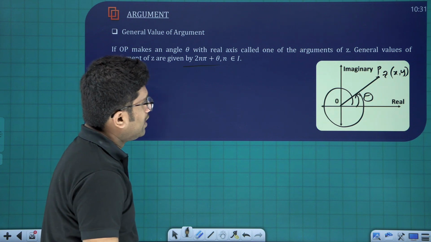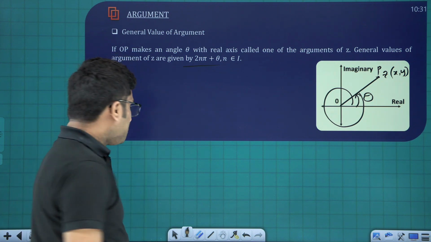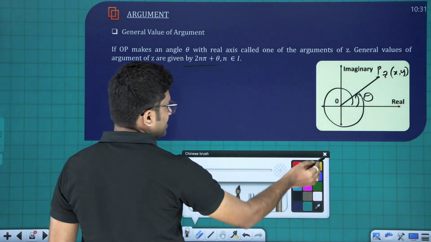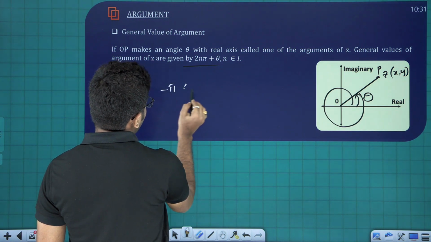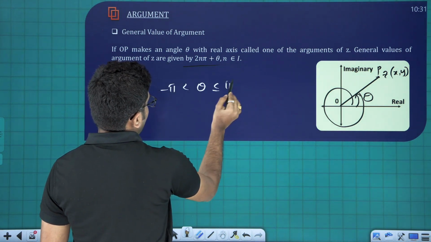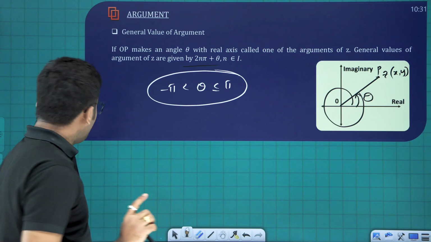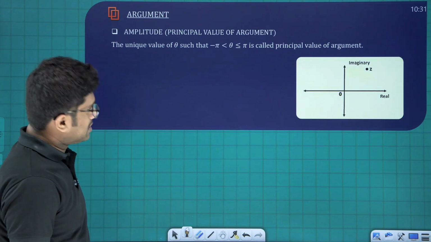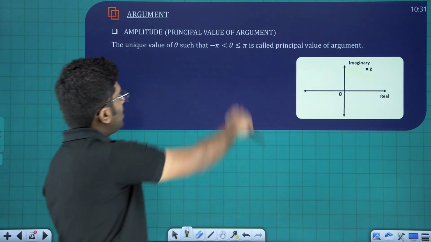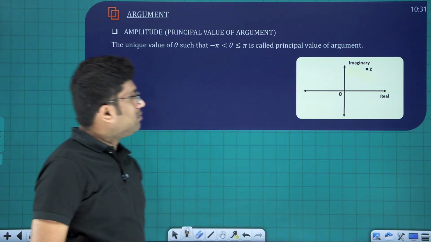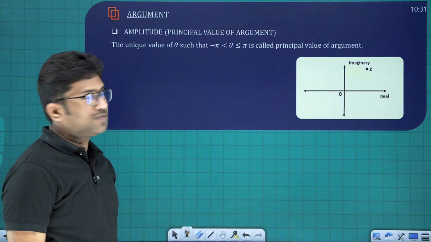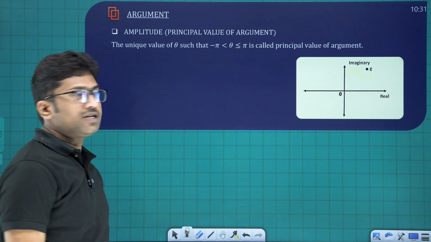Now we have one more value called principal argument. The principal argument should always lie in between minus pi to pi. The argument theta is said to be the principal argument if it lies in between minus pi and plus pi. It can be equal to pi, but not minus pi. That is called the principal argument.